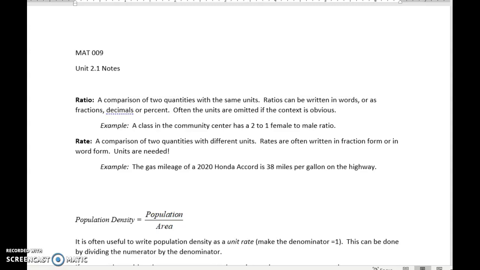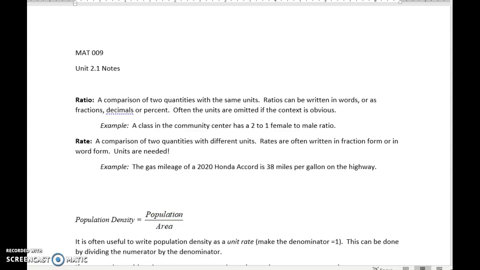So for example, a class in the community center has a 2-to-1 female to male ratio. So when we write the ratio 2-to-1, since we know that we're talking about females and males, we don't have to write the unit of people or talk about what those numbers represent, that they're quantities of people in this case. We could write that also in fraction form and write it as 2/1, or decimal would just be 2. Percent would be, I guess, 200%, if you're making a comparison of how many females to males.